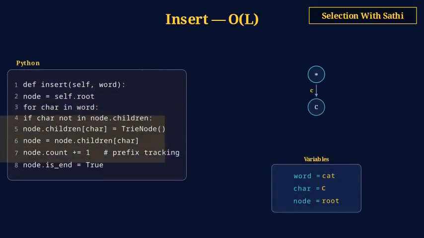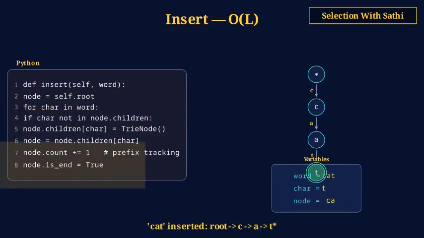Look at line 2, we start at the root. Line 3, for each character in the word, we do 2 things. Lines 4 and 5, if the character is not already a child, create a new trie node for it. Line 6, move to that child node. Line 7, increment the prefix count at each node we visit. This tracks how many words pass through this node. Line 8, after processing all characters, mark the last node as is end equals true.